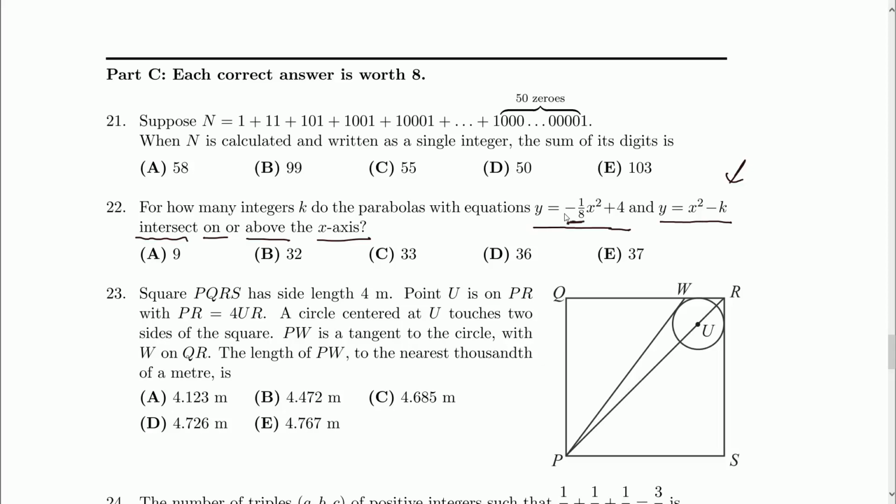This one here with the negative 1/8 is a downward facing parabola. This one here with the x squared is an upward facing parabola. So I would expect that they would intersect. Not always, because if the k value were very negative, I suppose it could be up here. But assuming they do intersect, the question is, what is the y value? Because the y value tells you whether you're on the x-axis, that would be y equals 0, or above, that would be y greater than 0. So that's the task here, and that's what makes this slightly harder, I would guess.